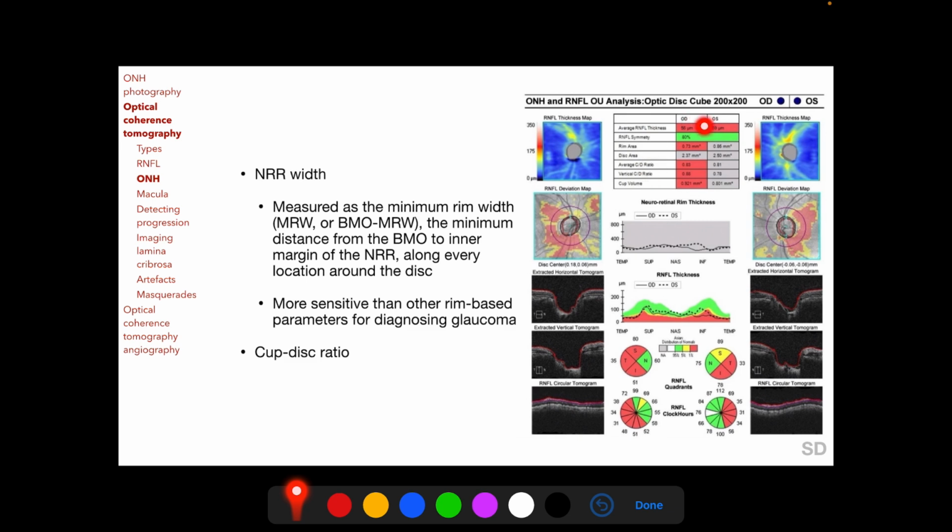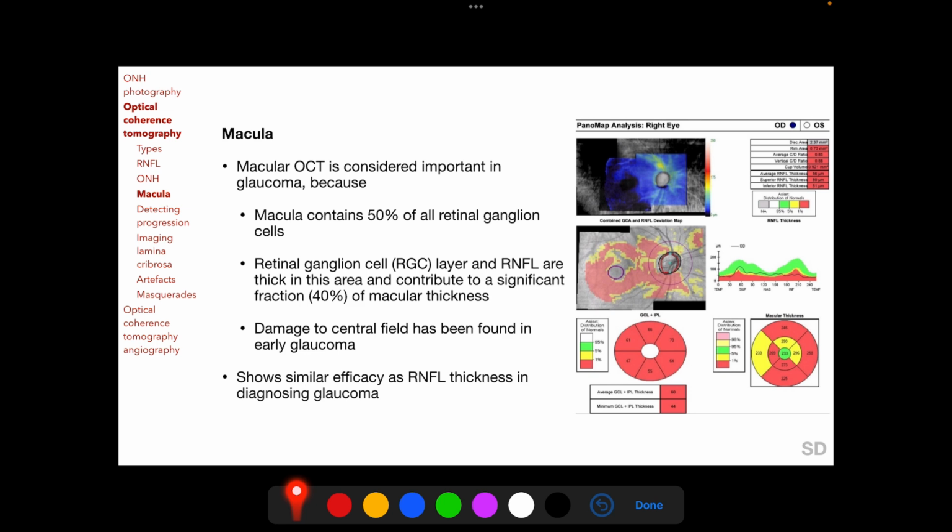As with global average RNFL thickness, if any of these parameters deviate beyond normative data, that measurement is labeled in red. In addition to retinal nerve fiber layer and the optic nerve head, macula is the third parameter which is considered for glaucoma analysis with OCT. And macular OCT is considered important in glaucoma because macula contains 50% of all the retinal ganglion cells.